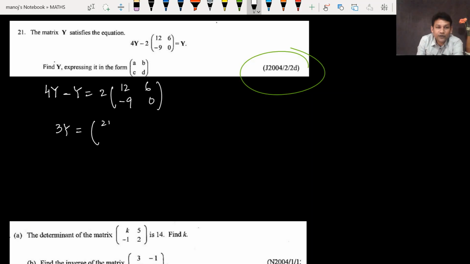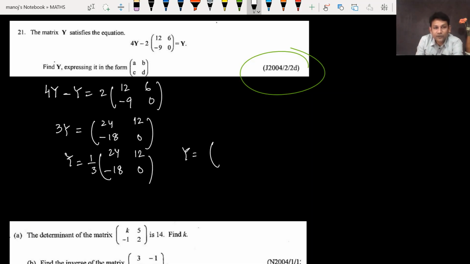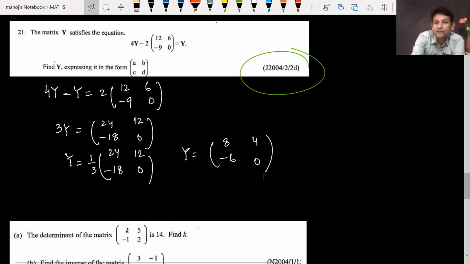2 by 12 is 24, then minus 18, 2 times 6 is 12 and 0. This 3 will divide on the right hand side, so divide by each and every number. Like you can do 1 upon 3 and 24 minus 18, 12 and 0, and you can do the answer. Y is equal to 8 minus 6, then we have minus 4 and 0, and that's it. Okay, then we have the next part.